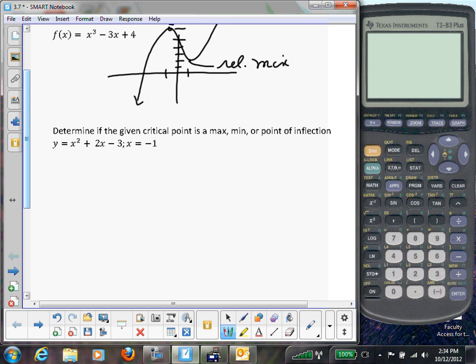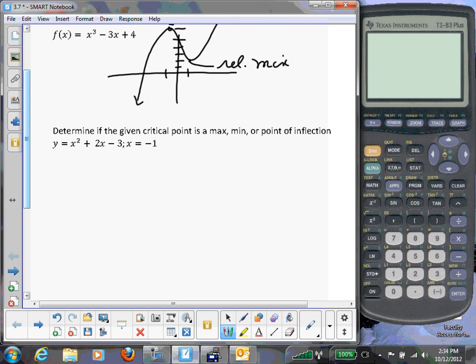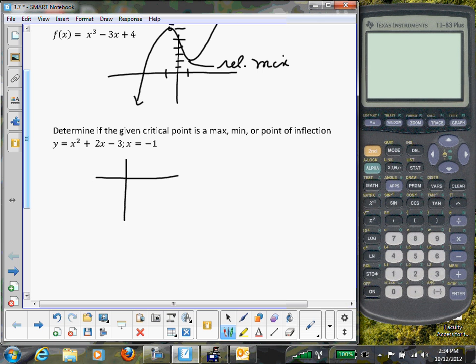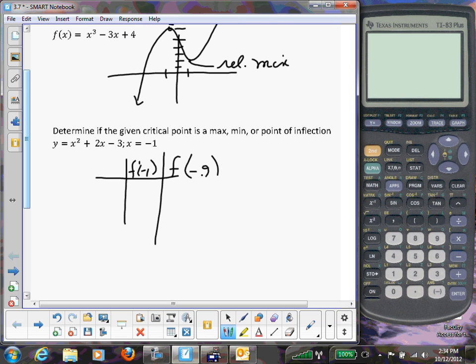Will it be relative or absolute? It should be absolute, right? Because it is a parabola. It's got one point where the graph turns. So we look at f of -1. We look a little bit to the left at -0.9. And we look a little bit to the right at -1.1.